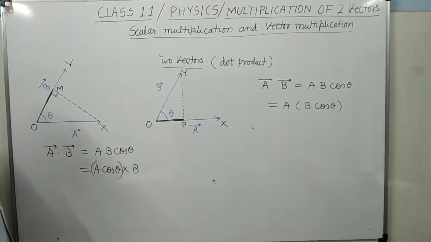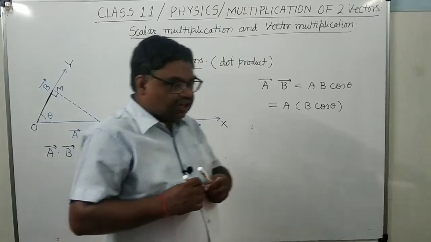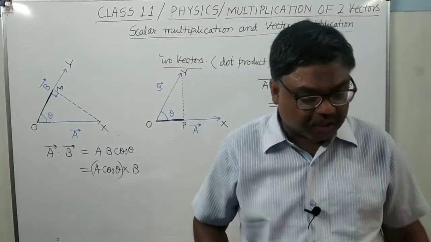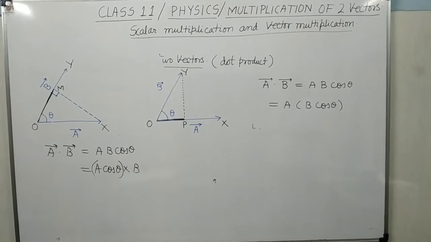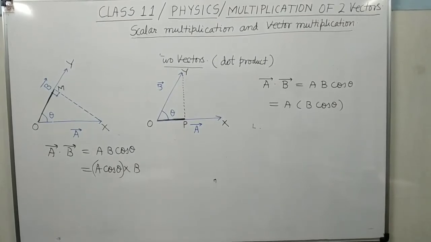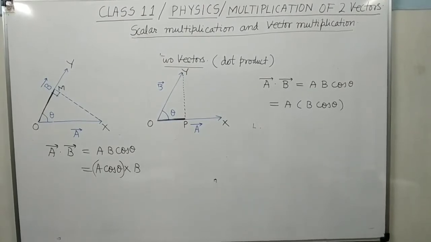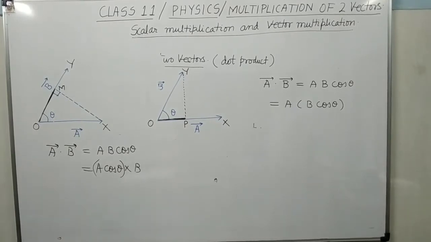It's clear? So what is the physical meaning of the scalar product of two vectors? In order to find the scalar product of two vectors, you take the magnitude of one vector multiplied by the magnitude of the component of the other vector in the direction of the first vector. In this way you can find the component. Though there is no requirement of going into so much detail, this I have told.